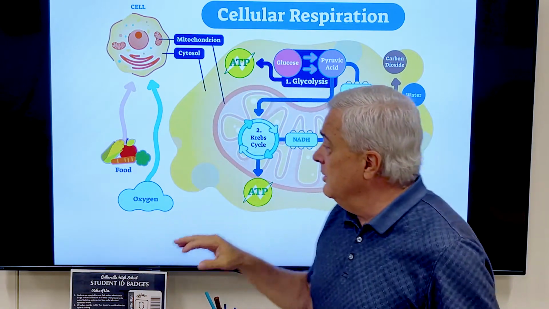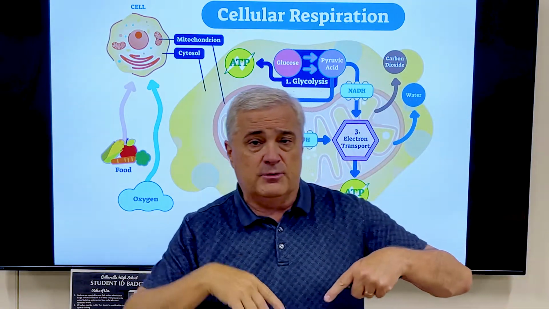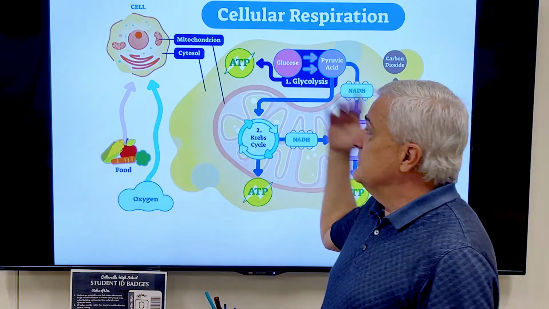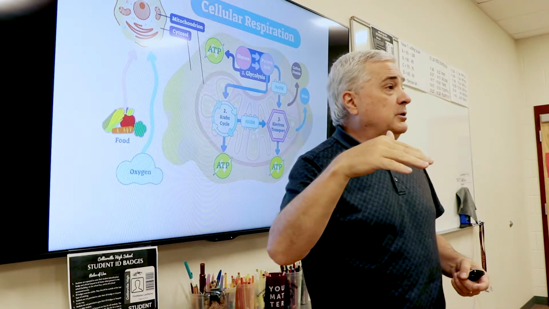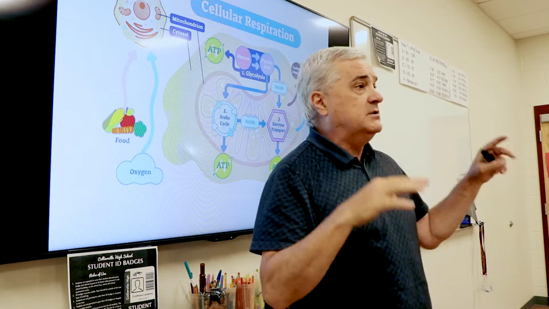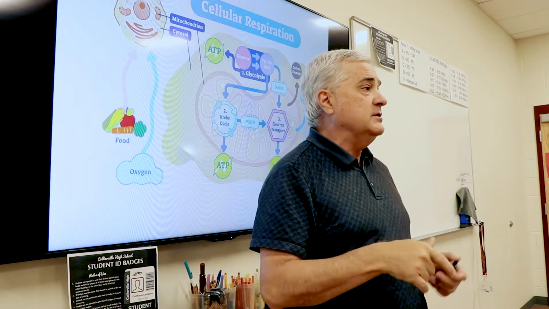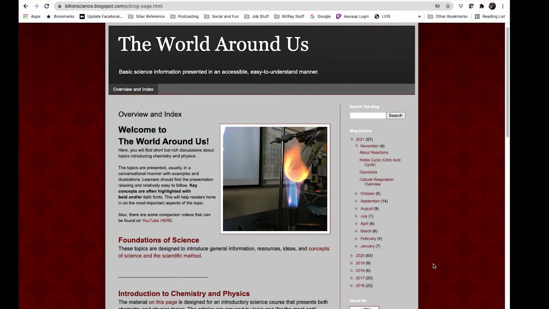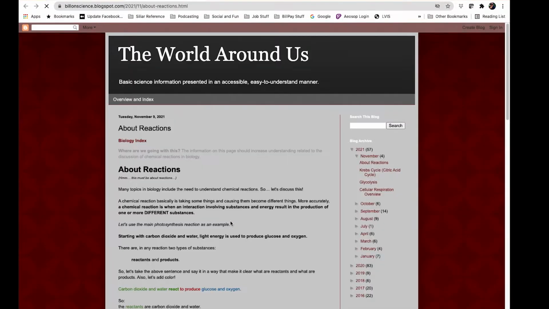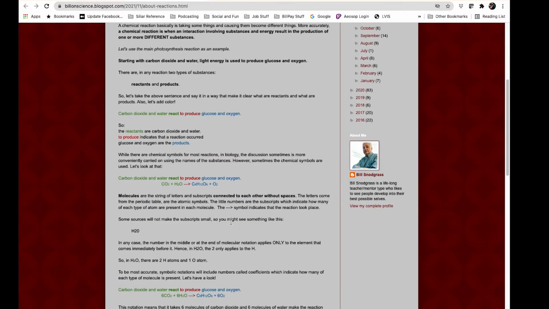Now, this is a really important relationship between cellular respiration and photosynthesis: the products of cellular respiration are the inputs, the reactants, of photosynthesis. If reactants and products and all the chemistry of biology is confusing, on my blog page I've put up a page explaining chemical notation and reactants and products, so you can check that out. The link is in the description.